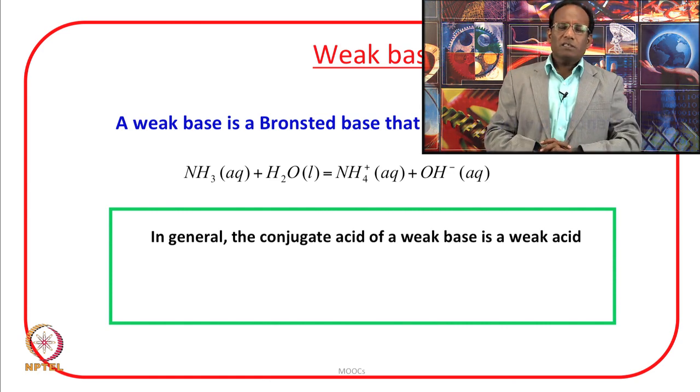Actually, when you classify these acids and bases in the Bronsted-Lowry concept, whether we talk about an acid or a conjugate acid, or whether we talk about a base or a conjugate base, an acid is an acid, a base is a base. Therefore, the classification applies to both: whether it is a strong acid or a weak acid, or a conjugate acid, strong base, weak base or conjugate base.